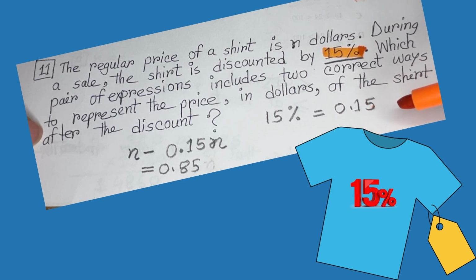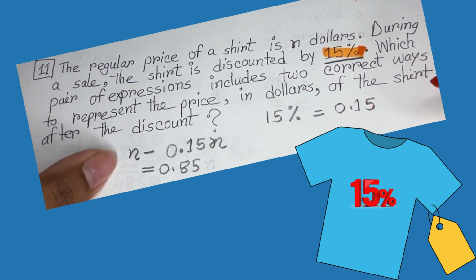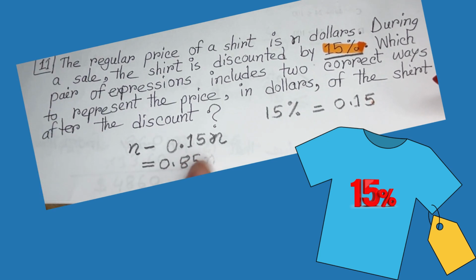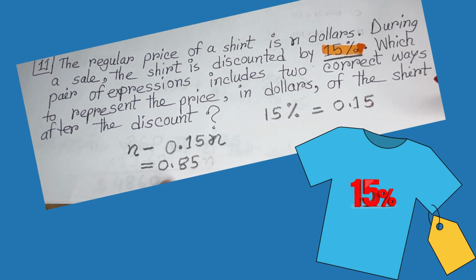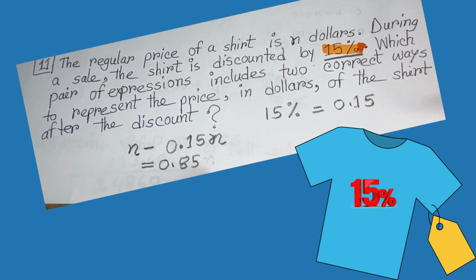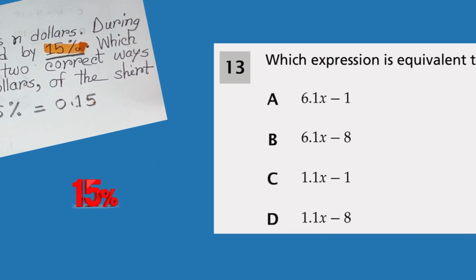All right, and here we need to include two correct ways that represent the price in dollars after the discount. So after the discount, it is the total minus 0.15, so it will be 0.85. So our answer is that.